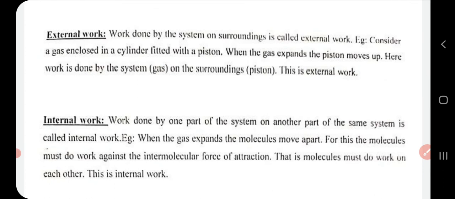Now, work done by the system on the surroundings is called external work. For example, consider a gas enclosed in a cylinder fitted with a piston. Suppose that the gas expands, then naturally the piston will move up. Here, work is done by the system, that is, work is done by the gas on the surroundings. Here the surrounding is the piston. So when work is done by the system on the surrounding, we call it external work. Here work is done by the gas on the piston. So this is external work.